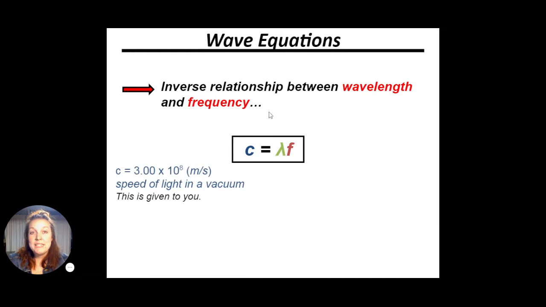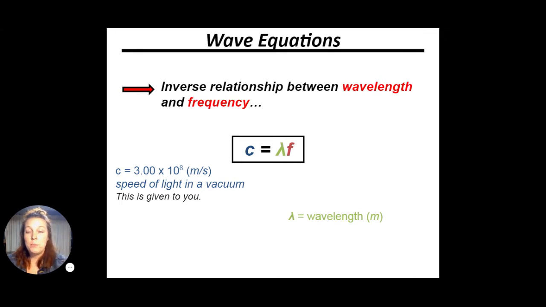The first variable listed is c, lowercase c. It is the speed of light in a vacuum. This is a constant, and it's given to you. It's measured as 3.00 times 10 to the 8th power meters per second. The lambda is wavelength, and we measure that in meters.